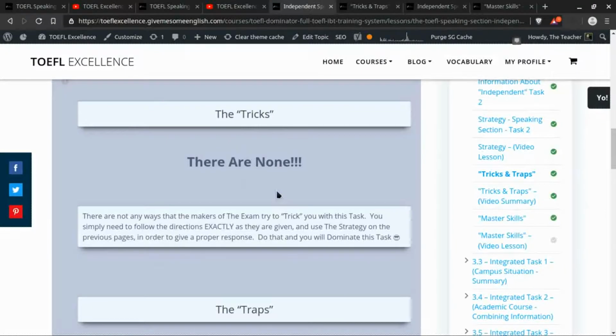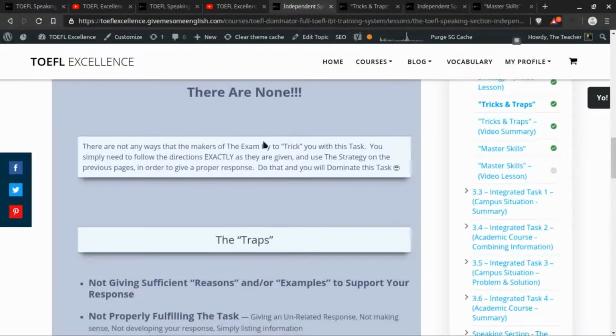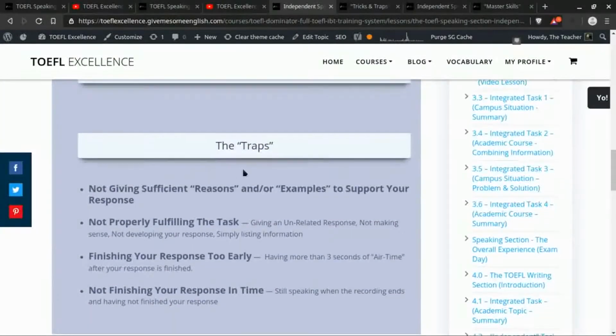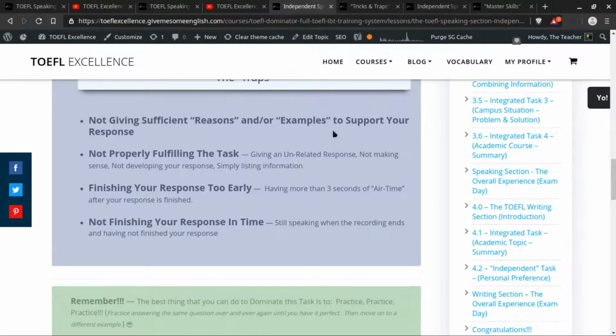There aren't really any tricks. In other words, there aren't any things that the makers of the exam do with this one to try to trick you. They simply want you to follow the directions exactly and to give a response based upon the information that you give. So the only traps that you would have are not giving sufficient reasons and examples to support your response, not properly fulfilling the task, in other words, by talking about things unrelated, or by not making very much sense with your answer, like the ideas just don't come together very well.